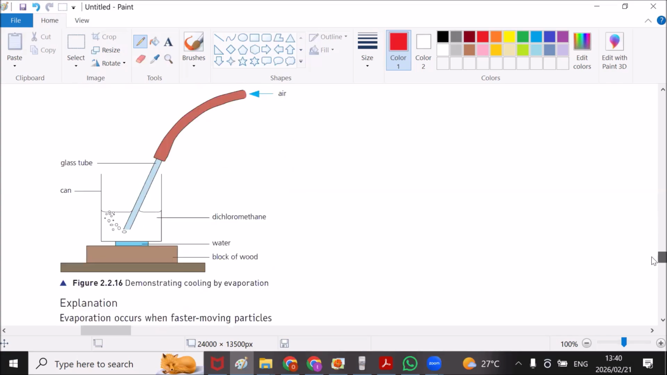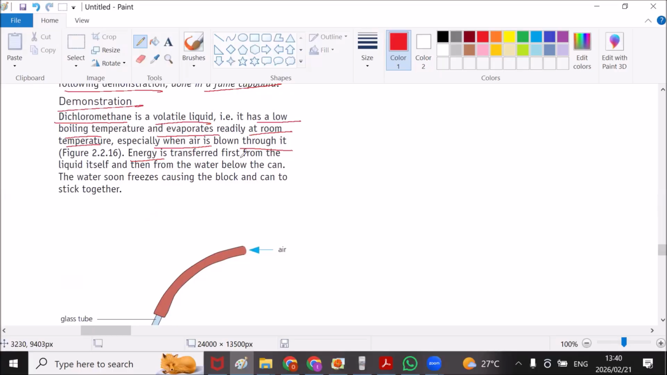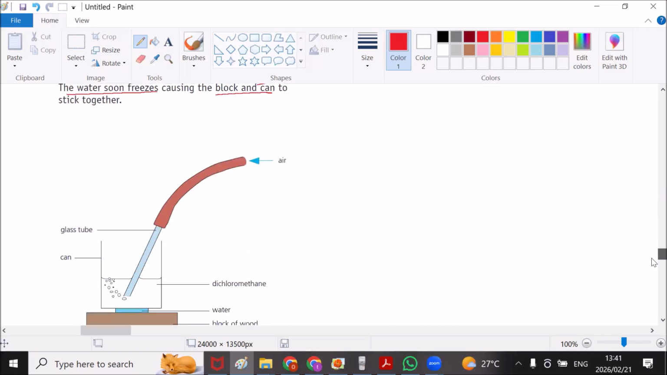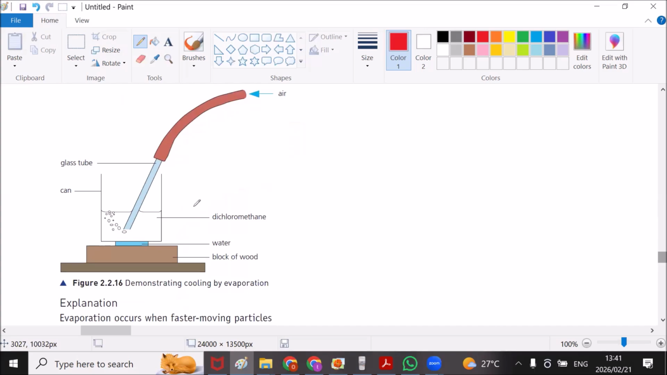So let's look at this diagram. We have a can, we have water below the can, a block of wood, and in the can we have dichloromethane. Air is being blown into the dichloromethane. Energy is transferred first from the liquid itself and then from the water below the can. The water soon freezes, causing the block and the can to stick together. So energy is being taken away from the dichloromethane, which in turn takes energy from the water, and then the water freezes, making the block of wood and the can to stick together.